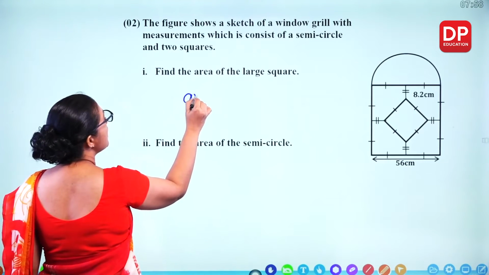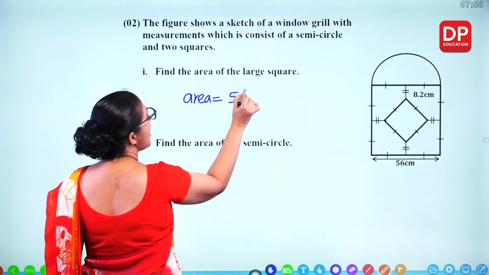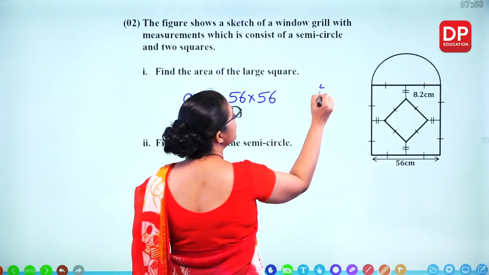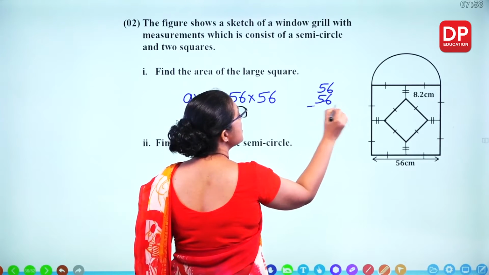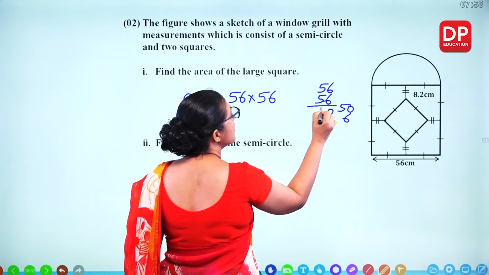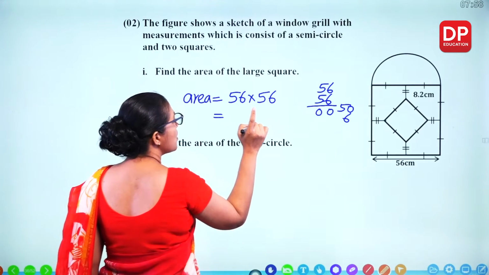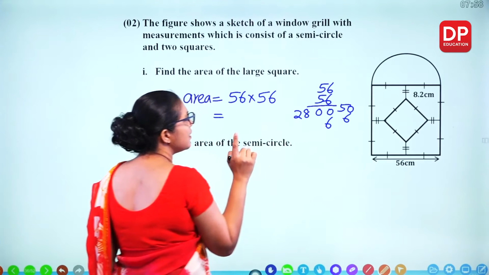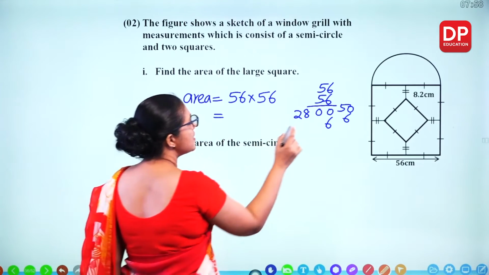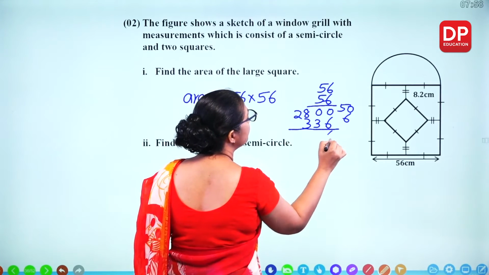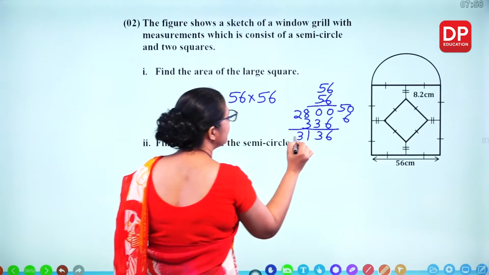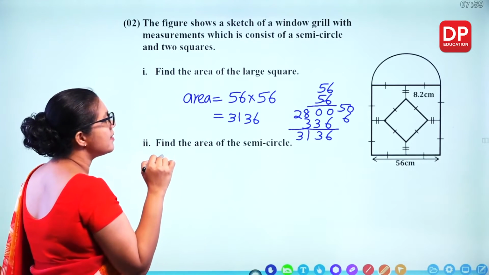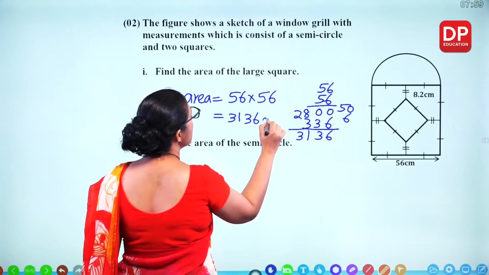So what's the area of the large square? 56 times 56. Multiply. 56 times 56 means 50 and 6, 30. 5 times 5, 25 plus 3, 28. 6 times 6, 36, 3 remaining. 6 times 5, 30 plus 3, 33. 3136. 3136 square centimeters.